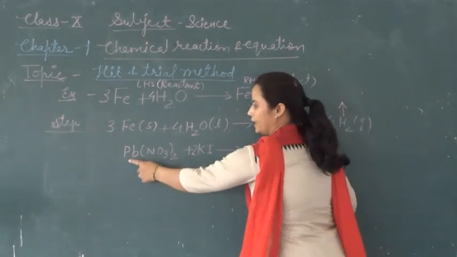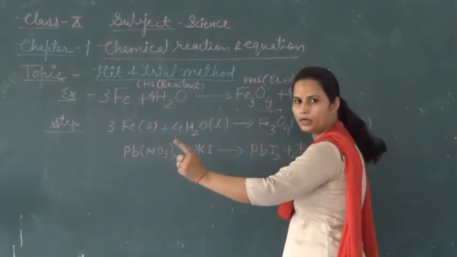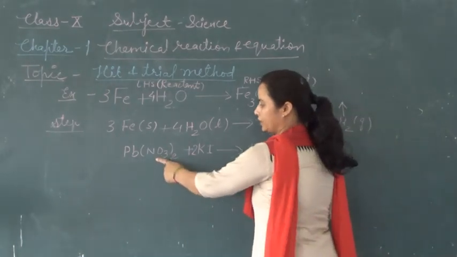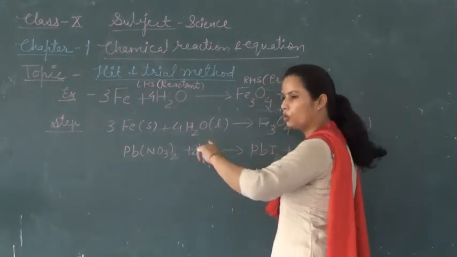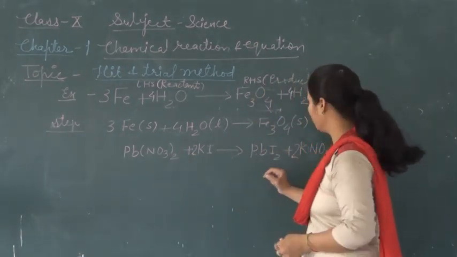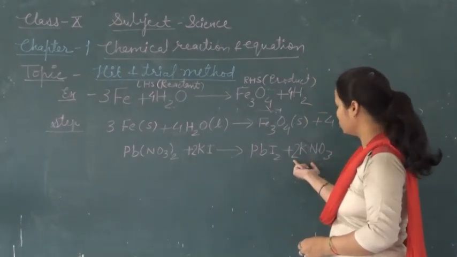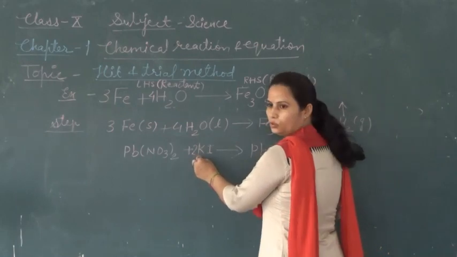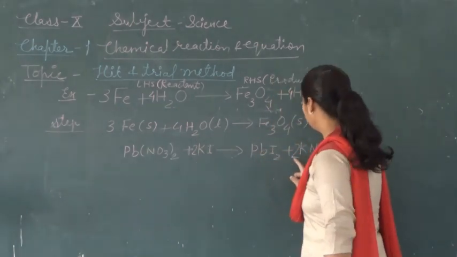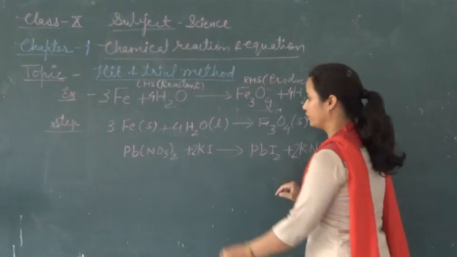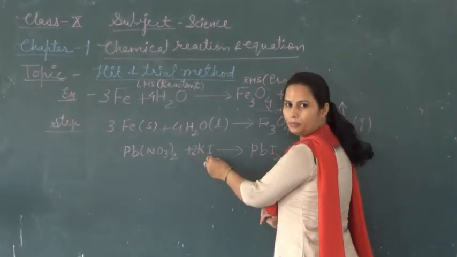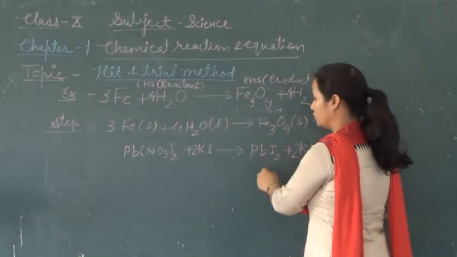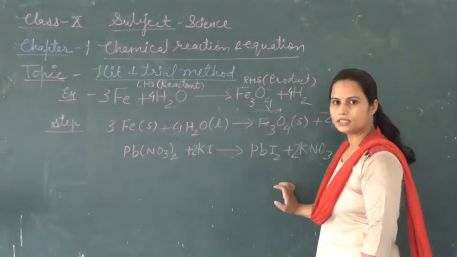Again check lead Pb: the number of atoms of lead at the left hand side is 1, and right hand side it is also 1. Nitrate groups are 2: NO3 taken twice means 2 nitrate groups. Potassium: the number of potassium atoms is 2 here as well. The 2 is common for both potassium and iodine, so for iodine the number of atoms is 2 here too. So it is a balanced equation.